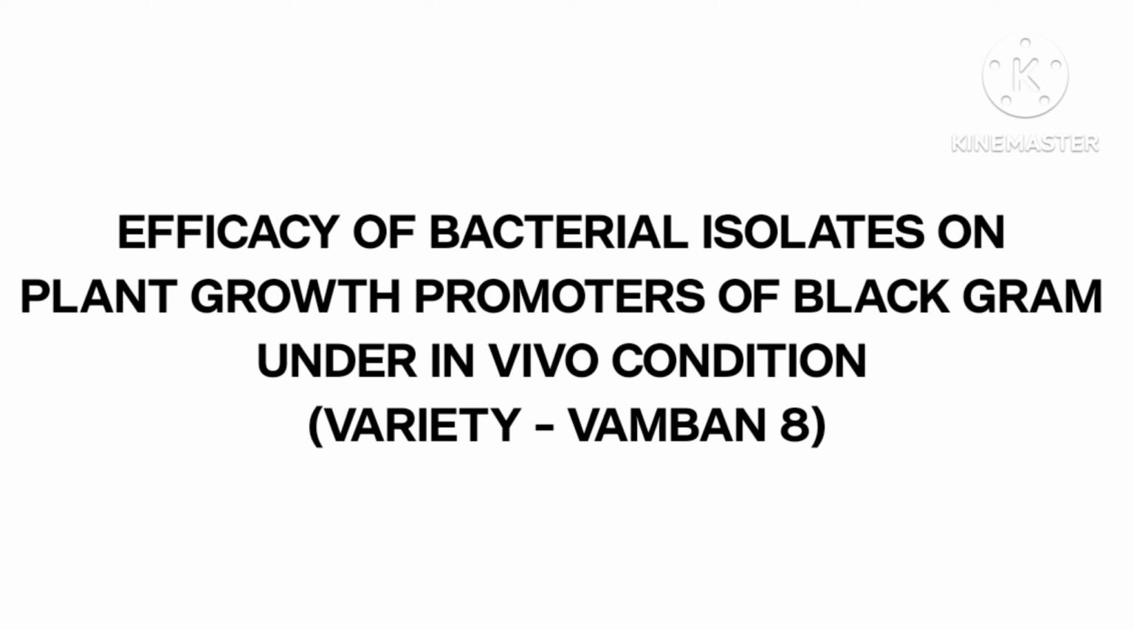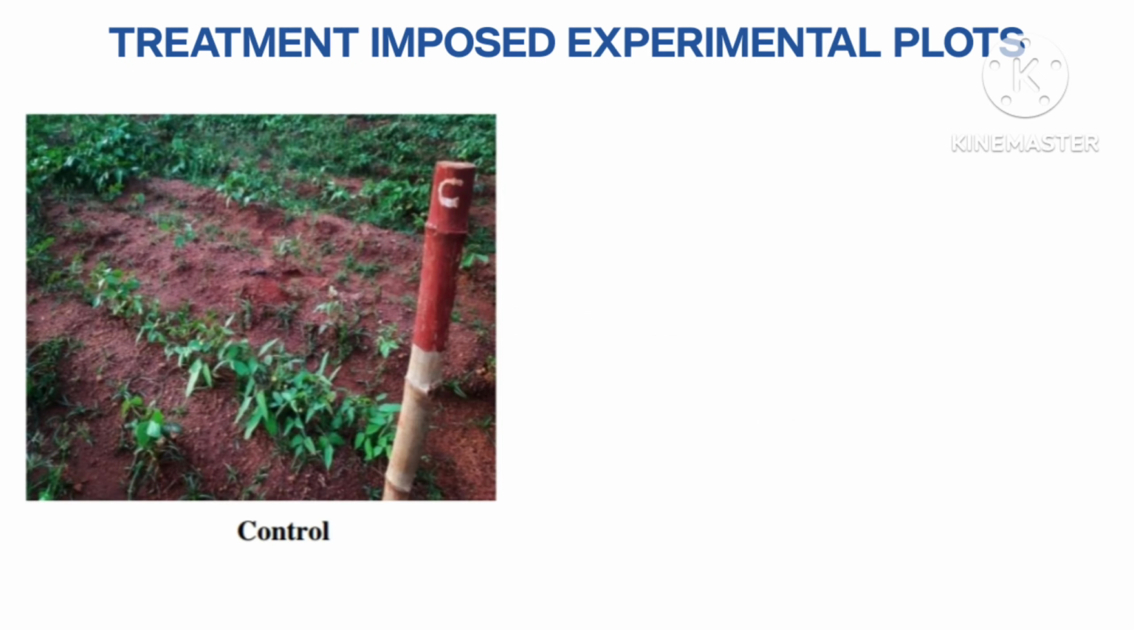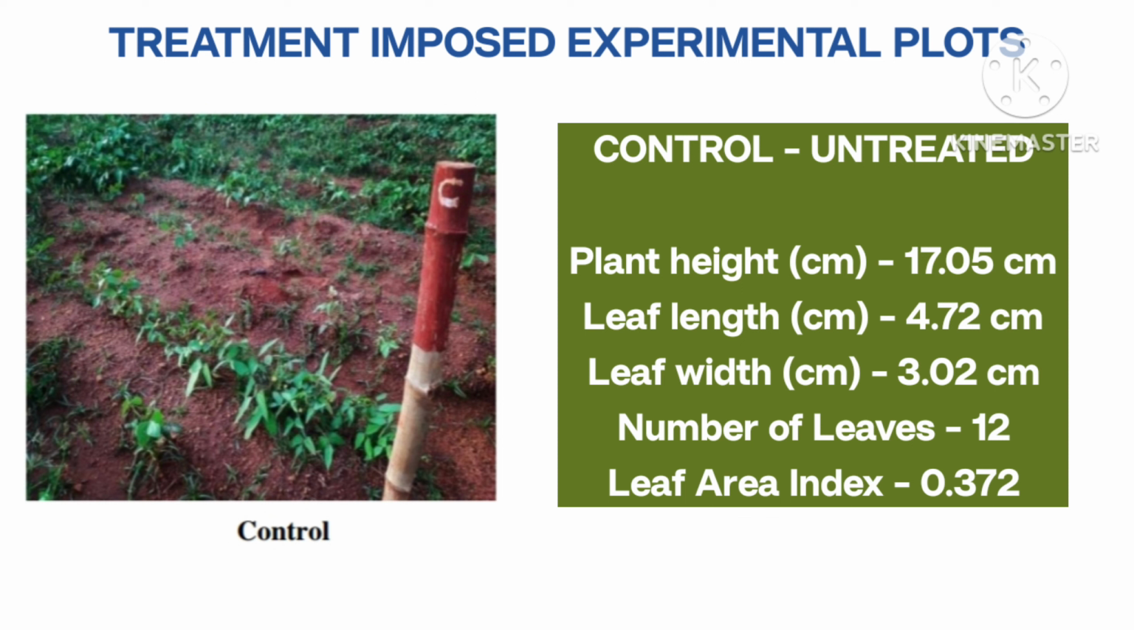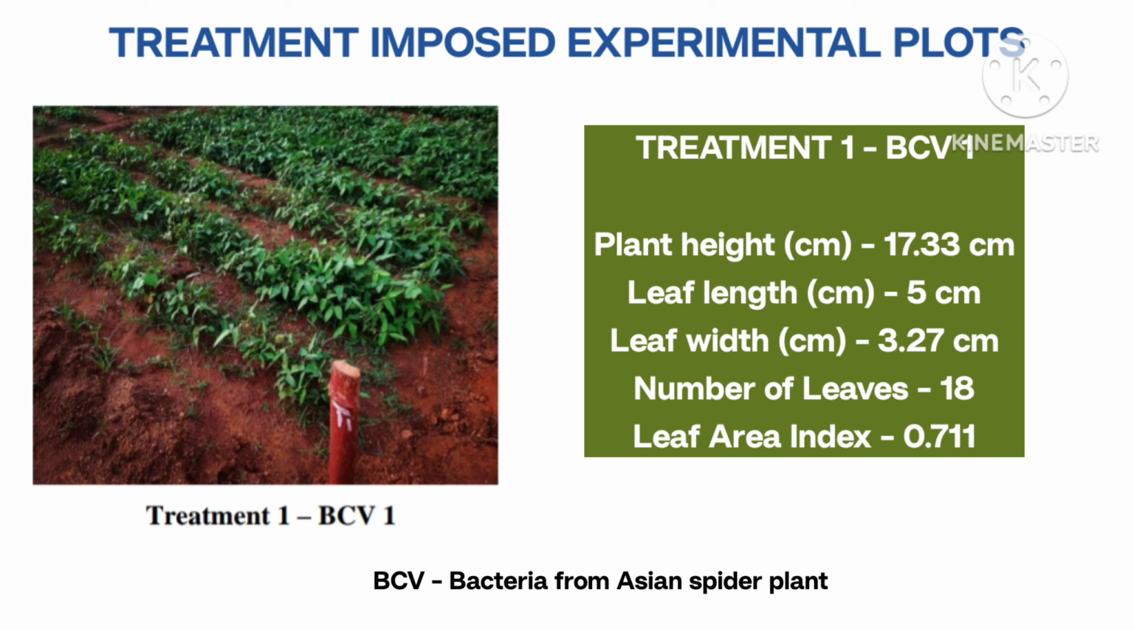Efficacy of bacterial isolates on plant growth promoters of black gram under in vivo condition. Control plot untreated with bacterial broths. Plant height 17.05 cm, leaf length 4.72 cm, leaf width 3.02 cm, number of leaves 12, leaf area index 0.372.